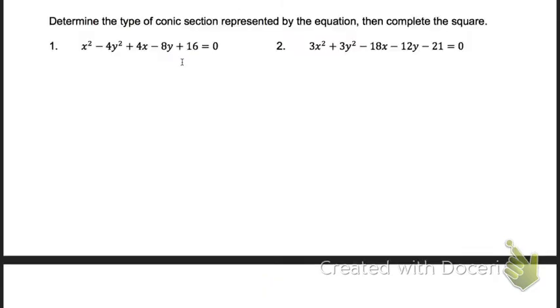So first step is I want to identify what my A and my C are. The A is always the number in front of the x squared. The C is always the number in front of the y squared. So here's my A, here's my C. What do we know about these two? They're different signs, so that makes it a hyperbola. Good.